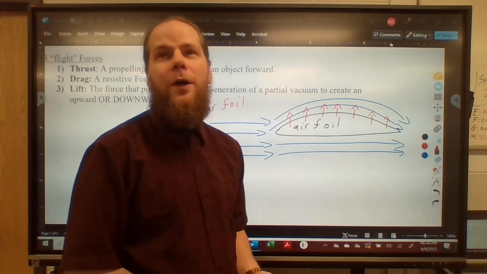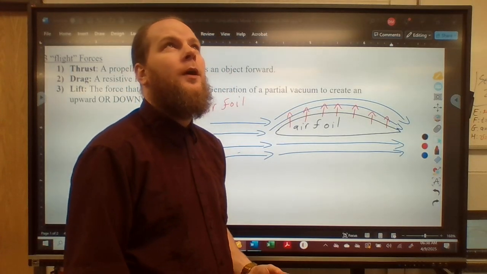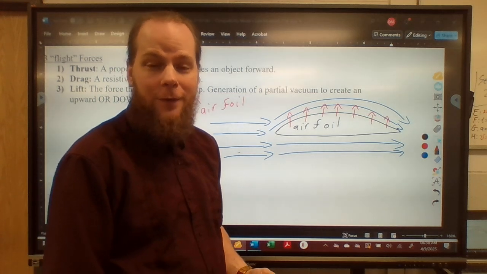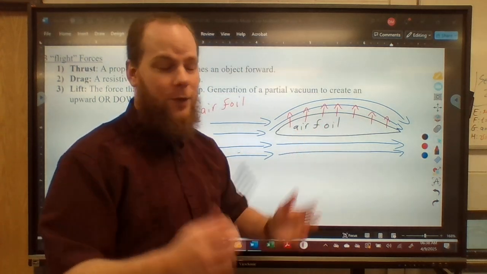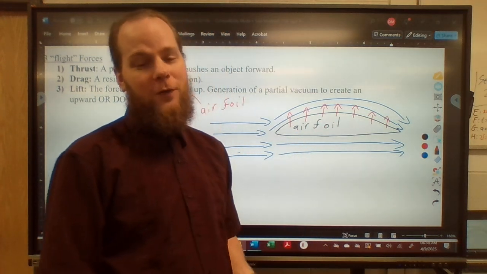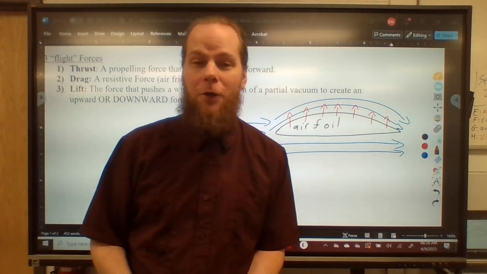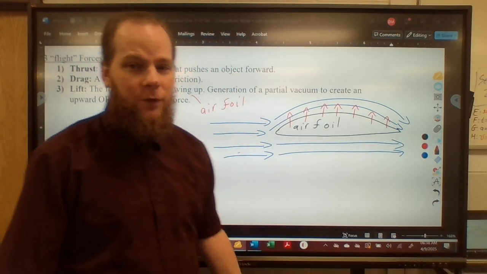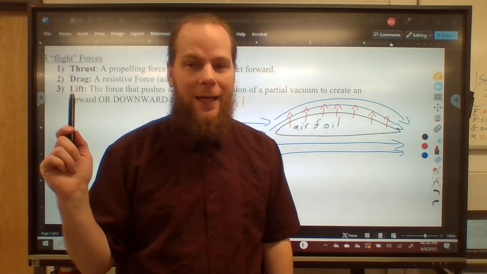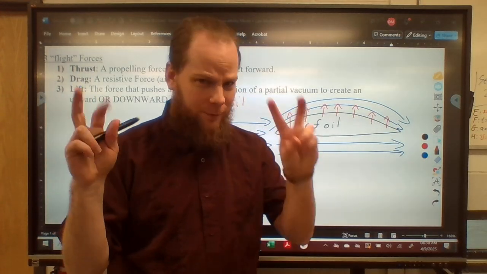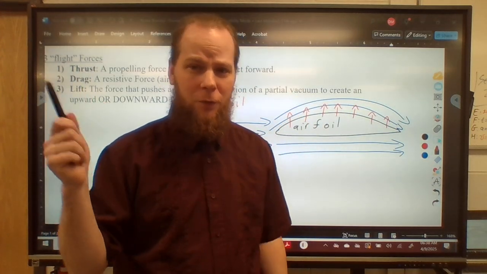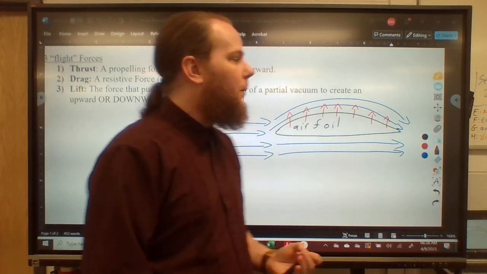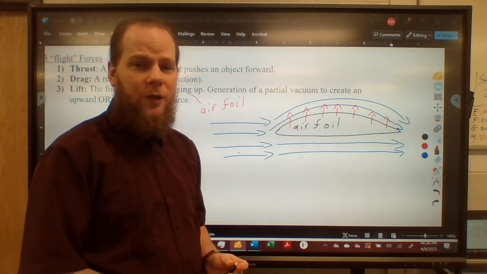There's a quote in the book that a plane is basically using a loophole in physics to cause it to fly through the air, which is an excellent observation. It's 100% true. But that is pretty much it for this. Thrust, drag, and lift are the three flight forces. Drag is not exclusive to planes, though they do have to deal with it. But yeah, that's it for this video.